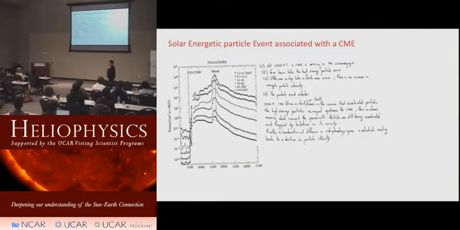Okay? So they are accelerated twice. One at the site and one later on in interplanetary space. So this is a good example of how we can tell that there was a shock that accelerated particles right here, okay?